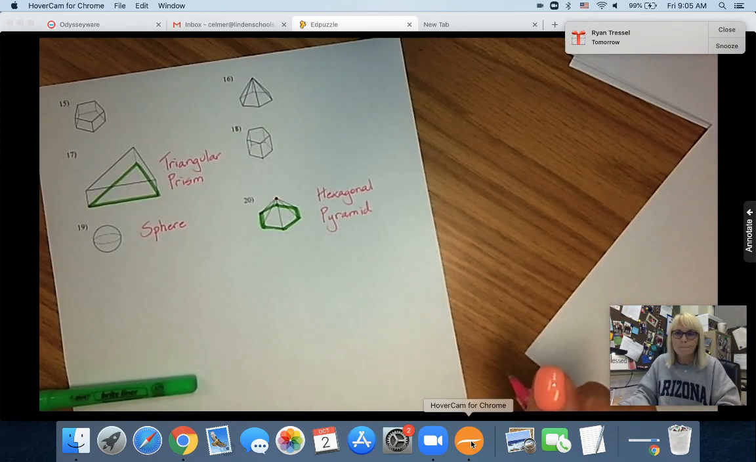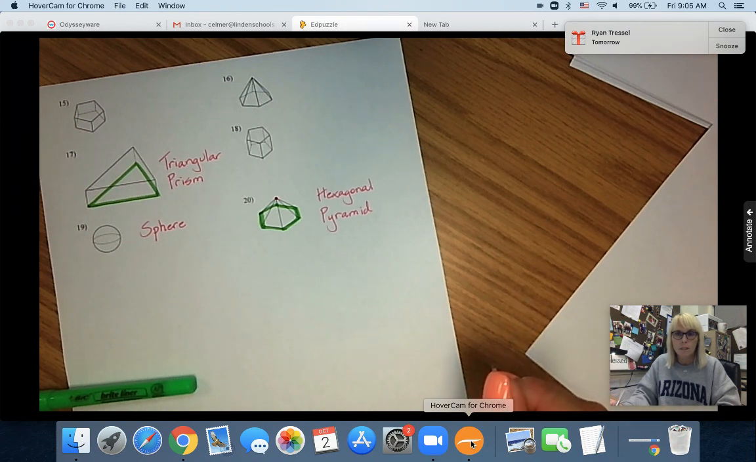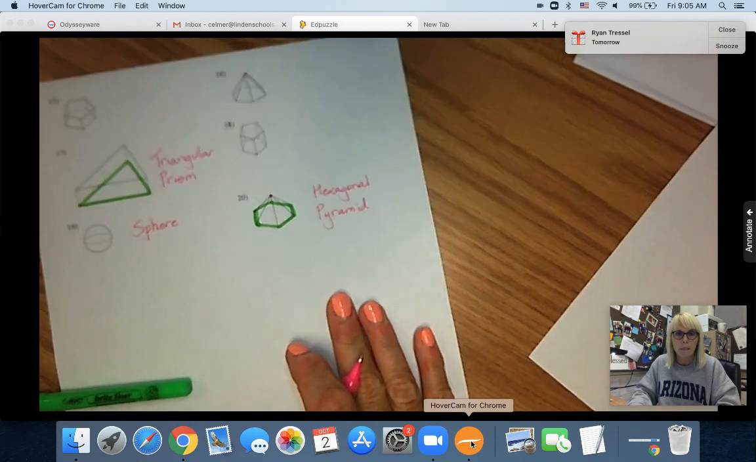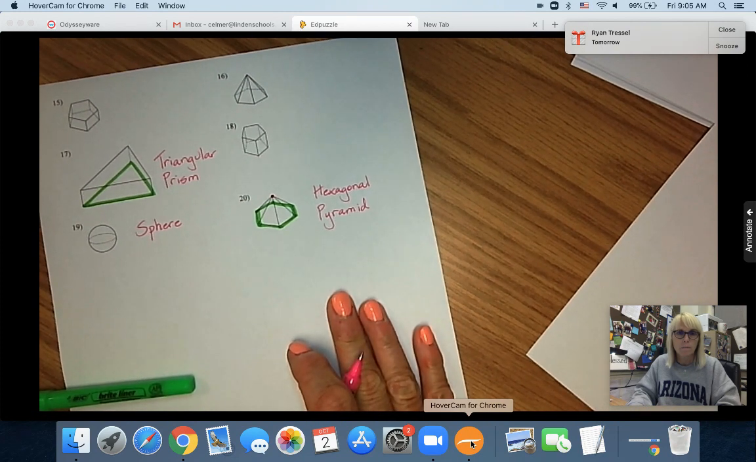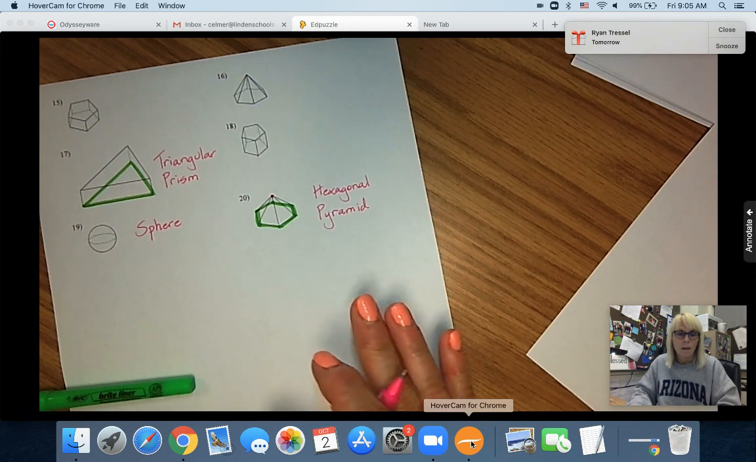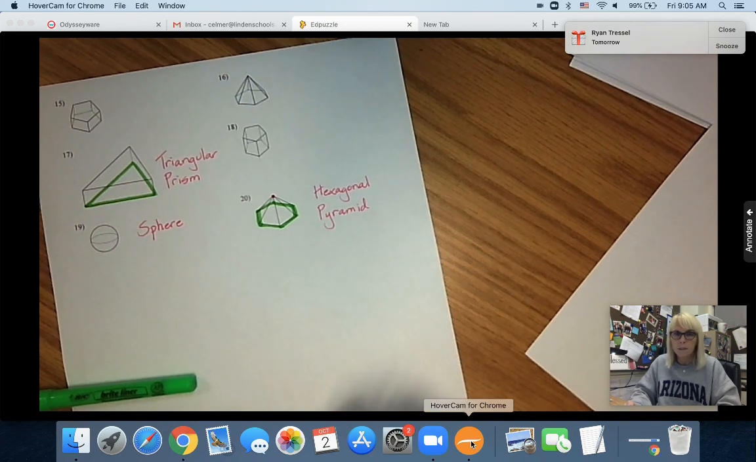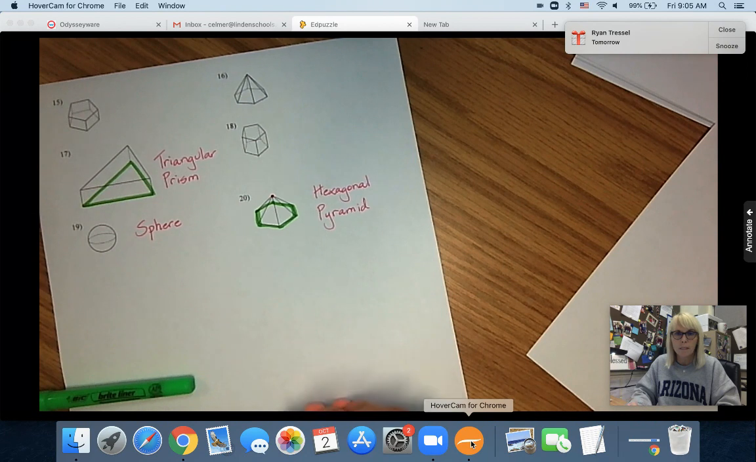Okay? I'm going to pause the video one more time and ask you the standard question, and that is, how do you feel about naming these 3D figures? All right. Well, hopefully you gave me some insights. I'm hoping everybody did well with it.